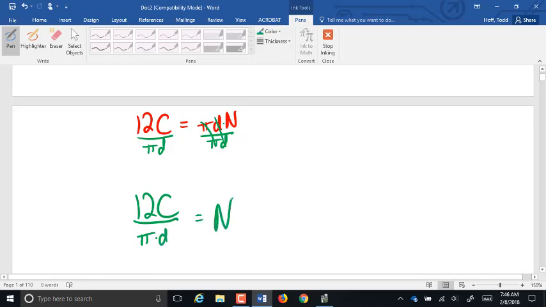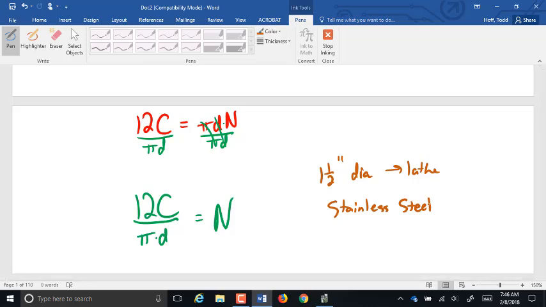RPMs. So let's say we have a 1.5-inch diameter material in a lathe. Let's see what type of material, this is a stainless steel. And we're using a carbide tool.